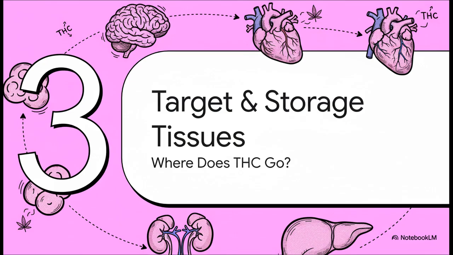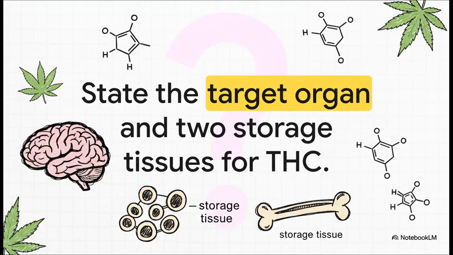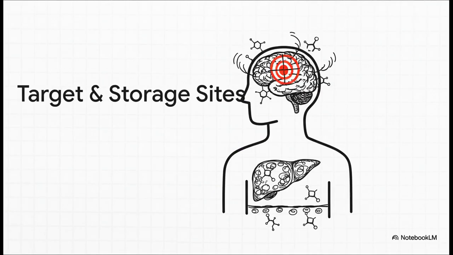And where does it get stored away? And wouldn't you know it, that is literally the next part of the exam question. We need to name the main target organ, pick out 2 storage tissues, and, this is key, justify our answers based on what we know about the molecule. So here's the bottom line.